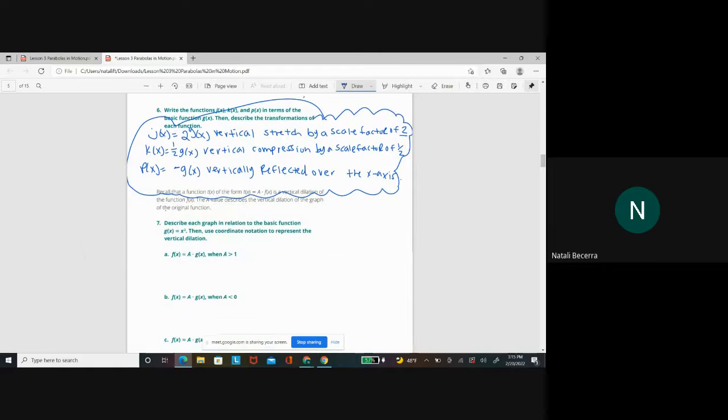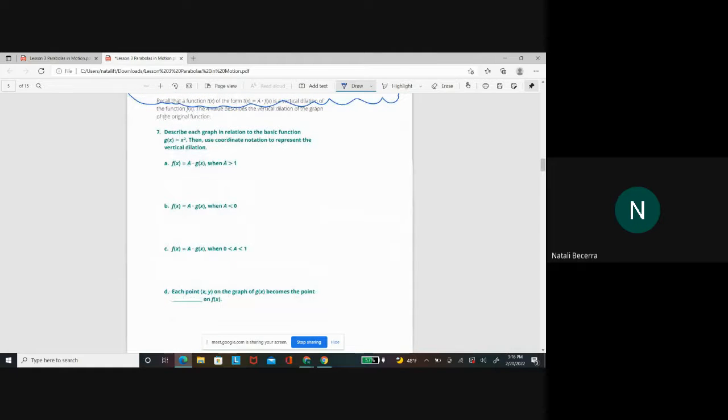All right, moving on. All right, it says, recall that the function t of x of the form t of x equals a times f of x is a vertical dilation of the function f of x. So that's what I want you guys to highlight. This is really important. T of x equals a times f of x, my bad, is a vertical dilation of the function f of x. Okay? And then let's go ahead and get started with number 7.